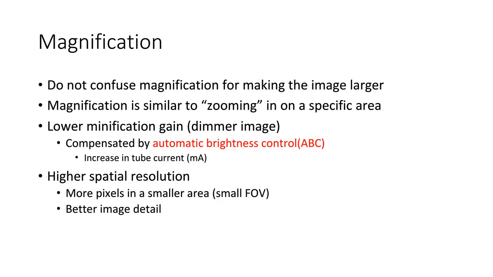The ABC will up the tube current, which increases your mA, but this also causes increased patient exposure by as much as 2 to 3 times. You can actually calculate this by taking the ratio of the larger area squared over the smaller area squared. This is where I will conclude the lesson.